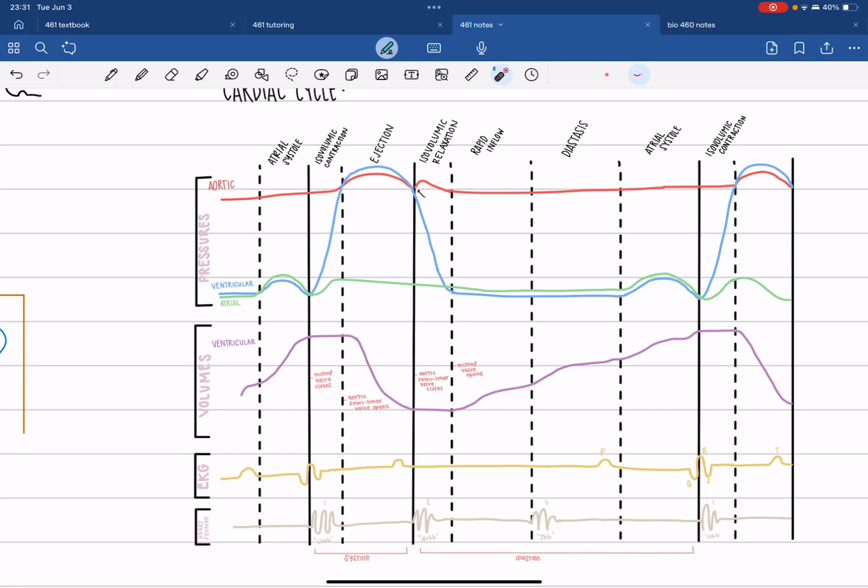Then, during isovolumic contraction, this is where it's increasing in pressure because it's gearing up, prepping, getting ready to eject. Then it has to overcome the pressure in the aorta, eject the blood, and then we're just going to relax, cool down.